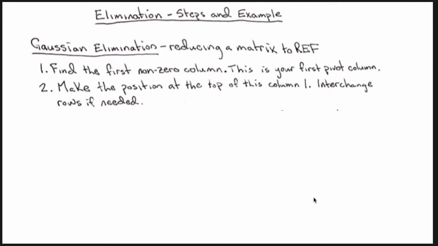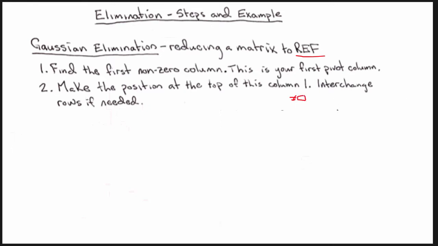Make the position at the top of this column 1. Right? Interchange rows if needed. And I say it needs to be 1, but technically in row echelon form, it does not have to be 1. It could be a 2 or a 4, but our lives are going to be easier for it to be 1. So the most important thing is actually that it is non-zero.